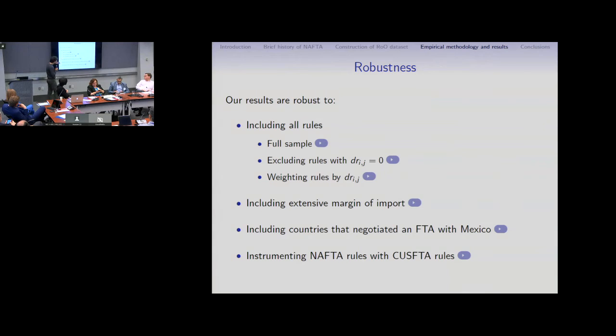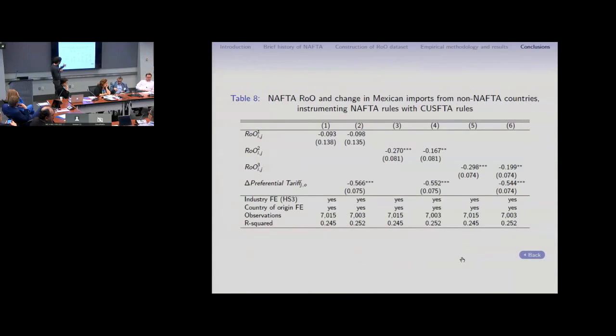So this is what Paul was asking before. We also have a specification in which we look at the extensive margin of imports. We were considering only countries with which Mexico didn't have an FTA. We also have a specification in which we include these additional countries. And finally, as I was mentioning before, we use the CAFTA rules of origin to instrument NAFTA rules of origin, and we still find that our effect is present. So it doesn't seem to be the case that the effect we are finding comes from a homogeneity problem of rules of origin for the case of Mexico.